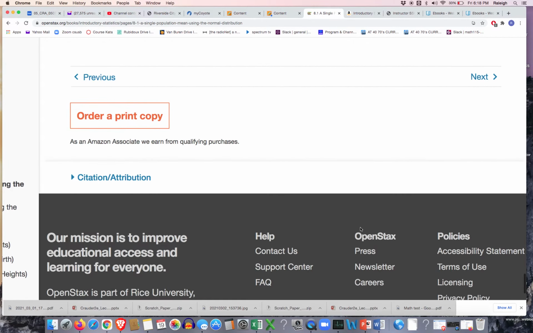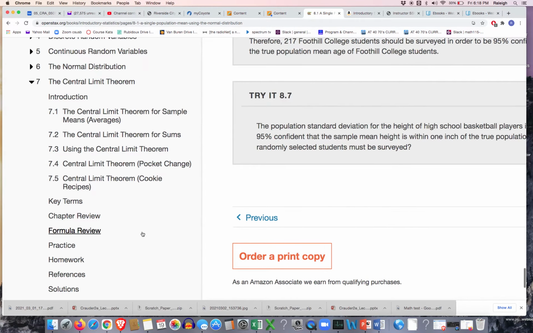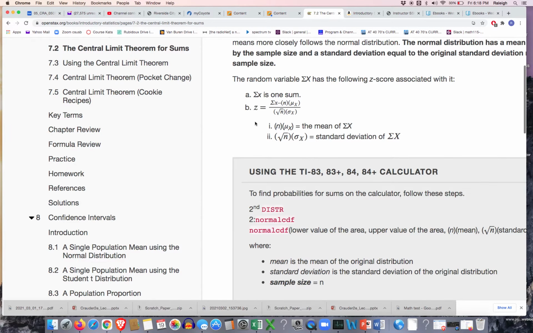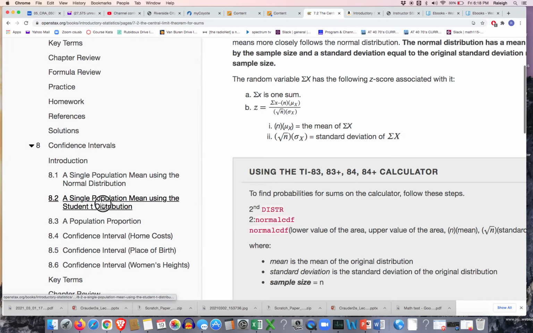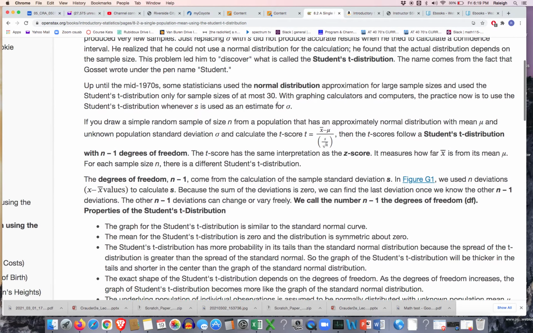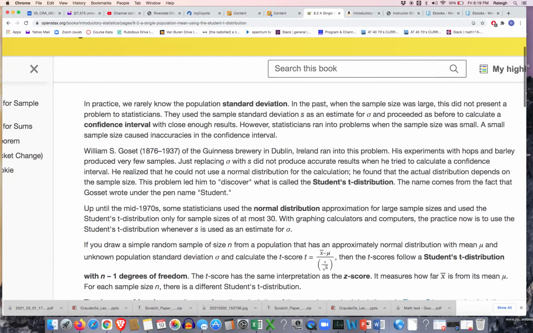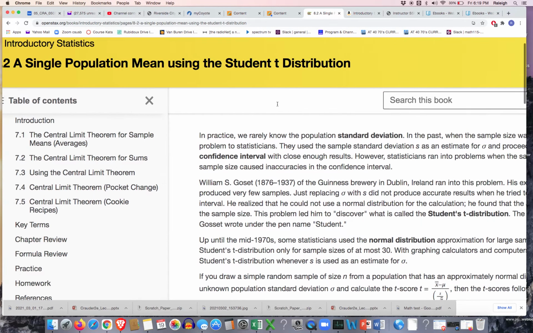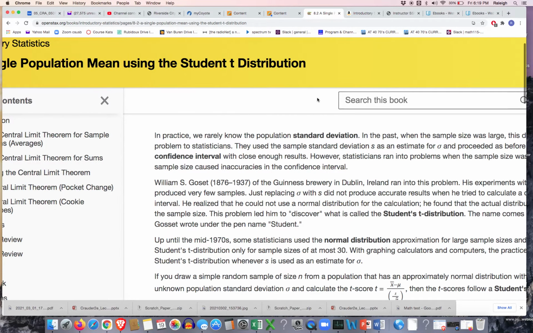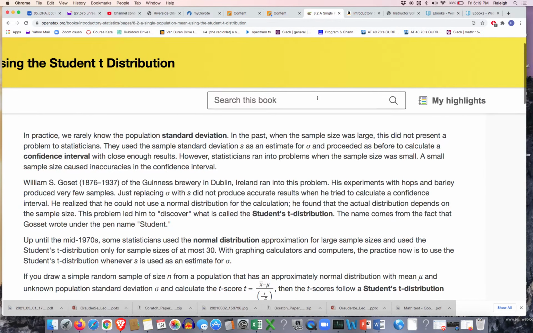Okay, so now as I get over to 8.2, sorry, we're in chapter 8 in the alternate book. The title is Confidence Intervals for a Single Population Mean Using the Student T Distribution. And so we have a bit of a story here.